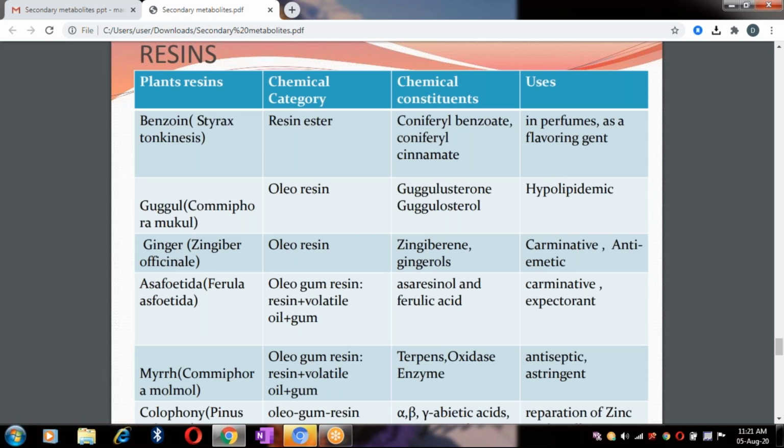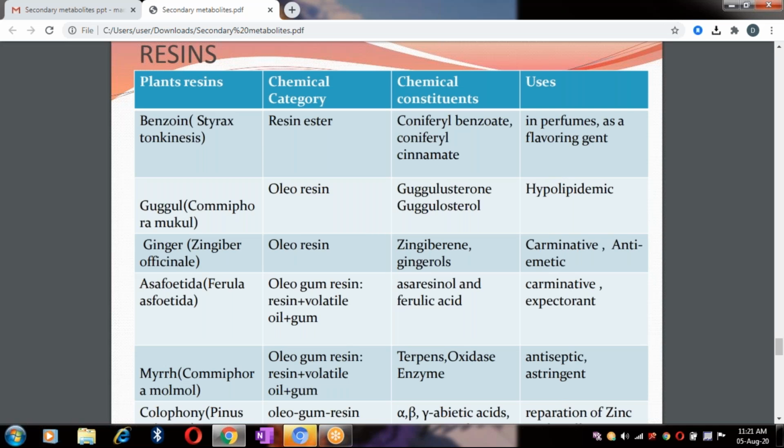Next, the most important one is ginger, which is a rhizome obtained from Zingiber officinale. So this is obtained from its oleoresin. Main constituents are gingerberine and gingerols. It is used as carminative and emetic. Okay, next is asafoetida. This is again an unorganized drug obtained from Ferula asafoetida. It is an oleogum resin. That is, it is made up of volatile oil, resin and gum. Main constituents are asaresinol and ferulic acid, which is used as carminative and expectorant.